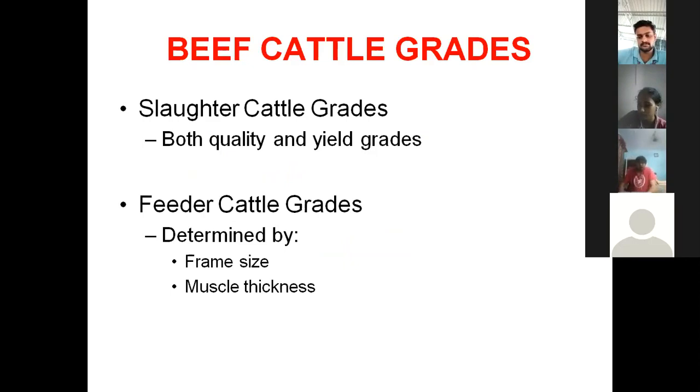Then coming to the feeder stock, basically what we look at is the frame size. Frame size means the length, or the structure of the animal. Another is the muscle thickness. We are not much bothered about the quality grade in the case of feeder stock, because we are going to feed them with good quality feed and convert them into slaughter stock. So in the feeder stock and the stocker stock, we will be more concerned with the frame size and the muscle thickness. Is it clear?